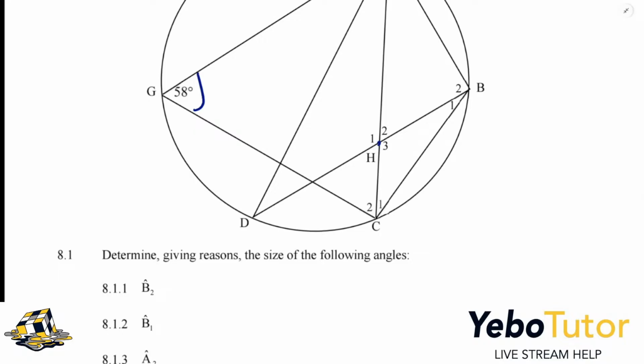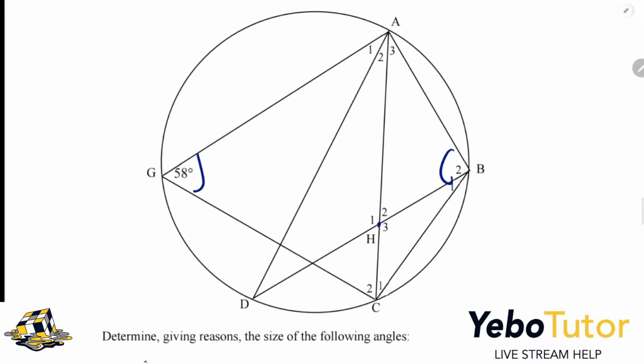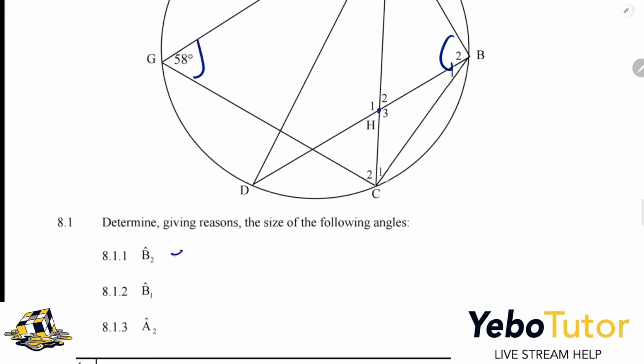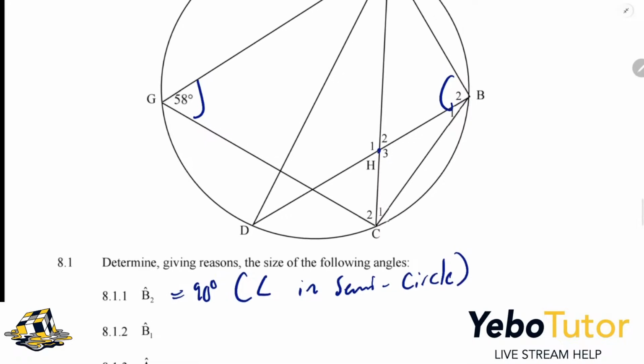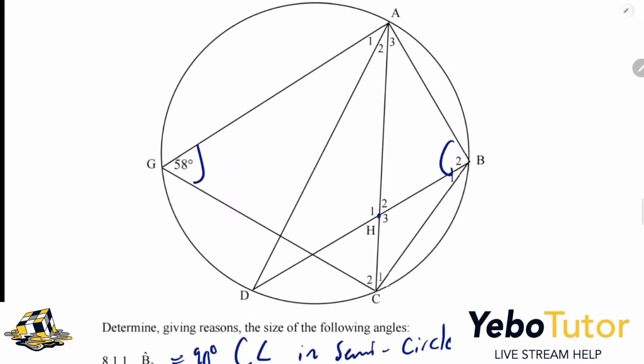Now they say find the angle B2. B2, guys, is equal to 90 degrees. As I said, because we are given the diameter over there. So B2 is equal to 90 degrees. Reason: angle in a semicircle. That was straightforward. Now they say find angle B1.